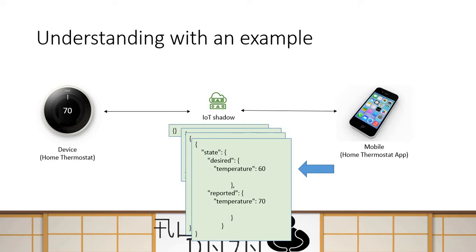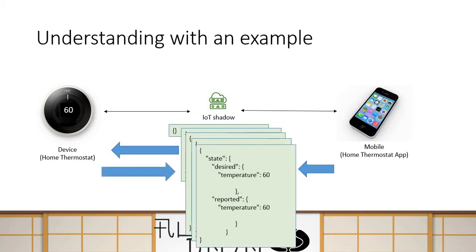Again, when the application is updating this state, what happens is that the device gets a notification about it and says, oh, I see a new desired state. It will go and change the temperature to 60 degrees, come back and say, hey, my reported state is now 60 degrees. And again, you know that your device is in the same state as what you asked it to be.